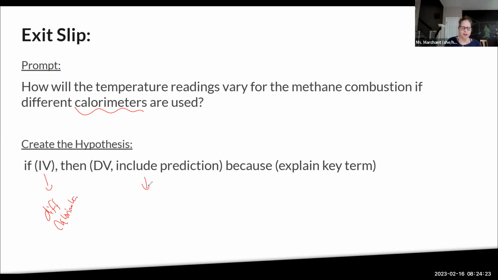Okay, and then what is your prediction? Okay, how will the temperature readings will fluctuate or will stay the same? Could your hypothesis be the null hypothesis? Then the temperature readings will be still consistent because the calorimeters were all calibrated together to make sure that they were accurate.